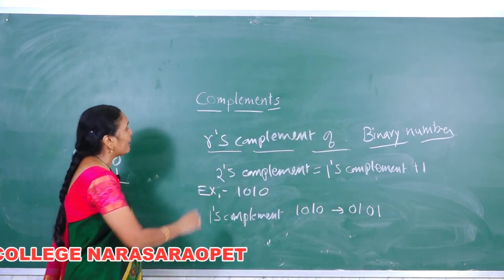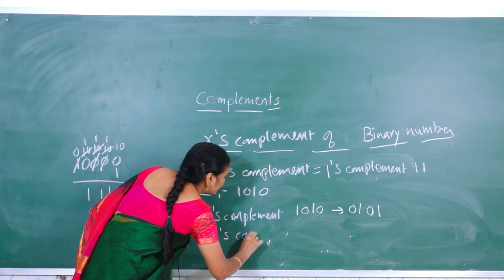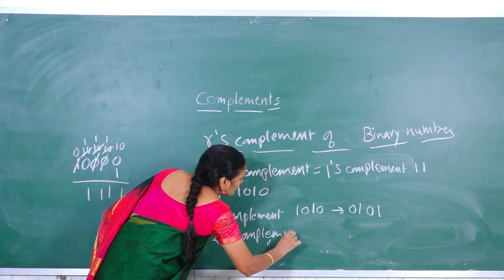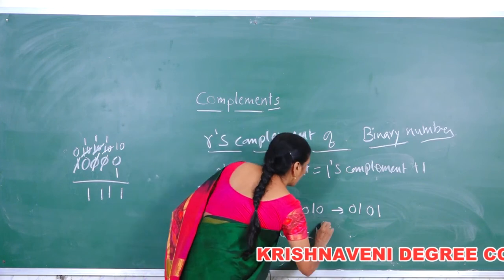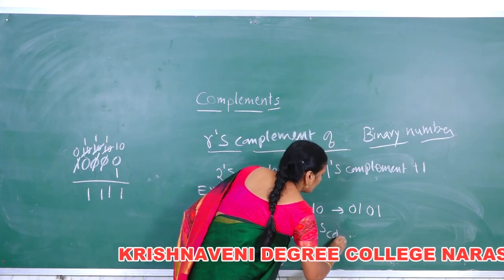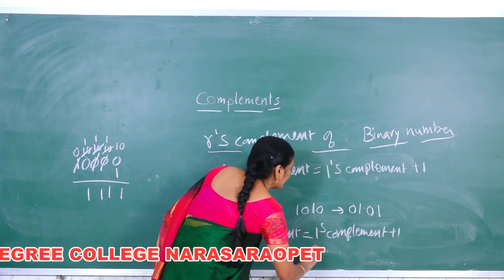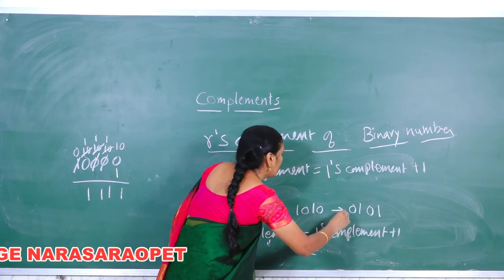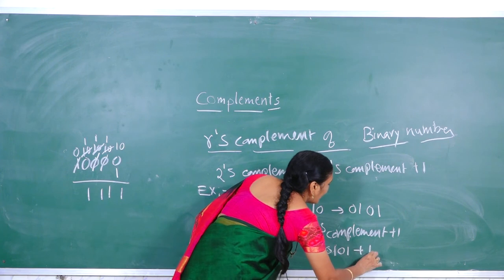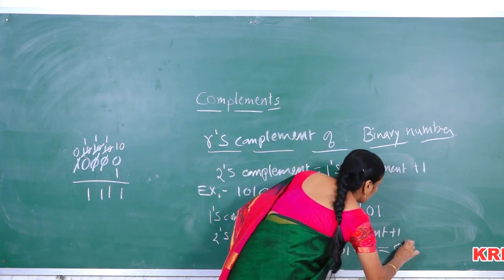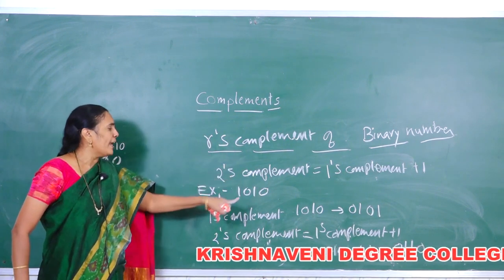This is the 1's complement, but I am interested in calculating the 2's complement. The 2's complement is obtained by adding 1 to the 1's complement. So the 1's complement value is 0101 plus 1, whose value will be equal to 0110. This is the 2's complement of the given number 1010.